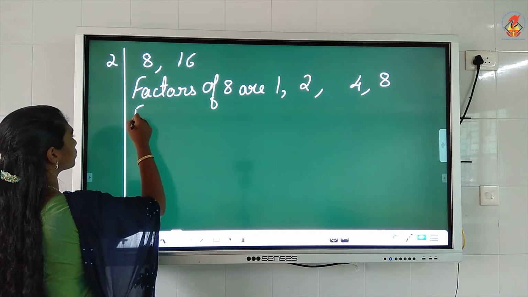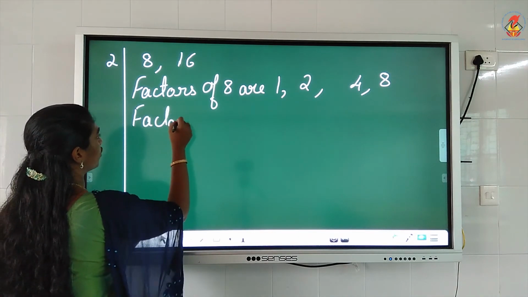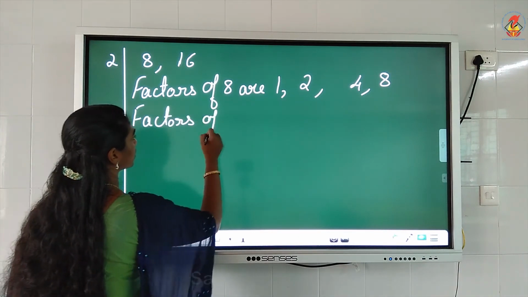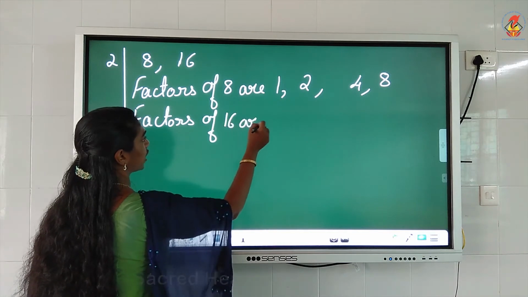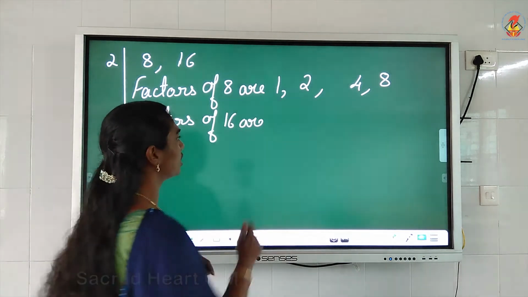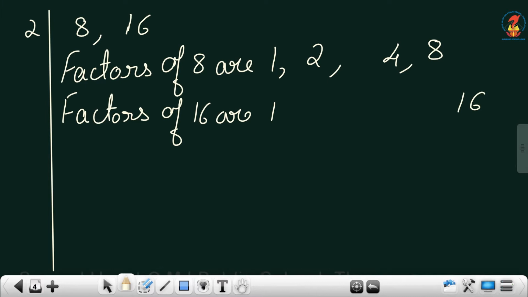Now, factors of 16. Again, starting from 1 stable, 1 into 16 is 16. Now, coming to 2 stable, 2 into which number gives you 16? 2 into 8 is 16.